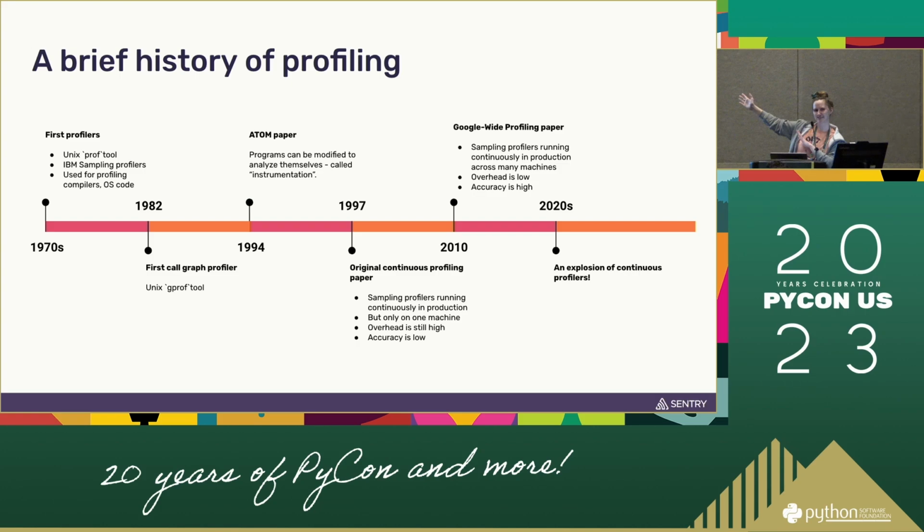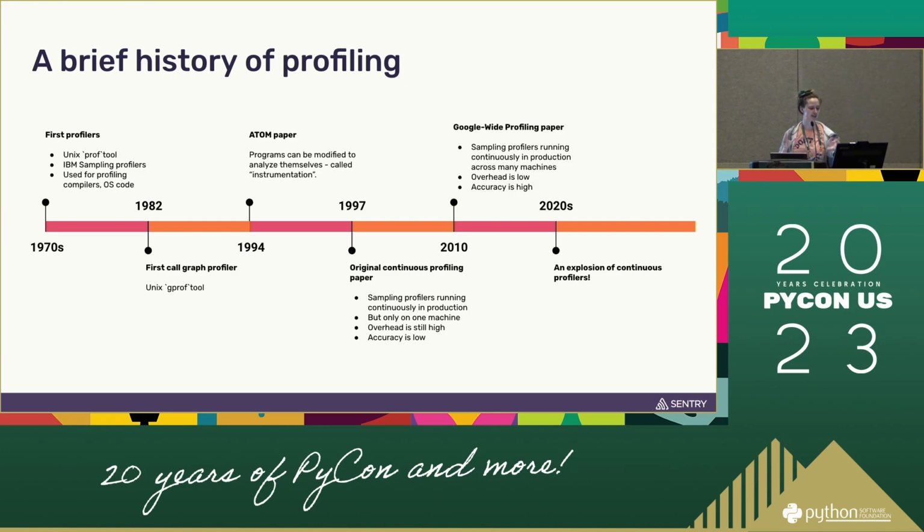And then sometime in this timeline, deterministic profilers showed up. I really tried to find when deterministic profilers first started to be discussed, but I couldn't. So if you know, I would love to hear more about that. Deterministic profilers are the flip side of sampling, but we'll talk about that a lot more in a little bit.